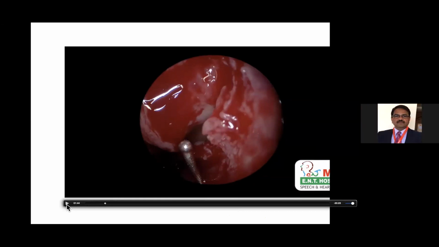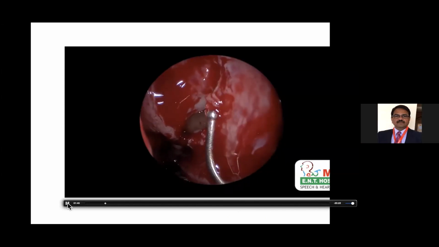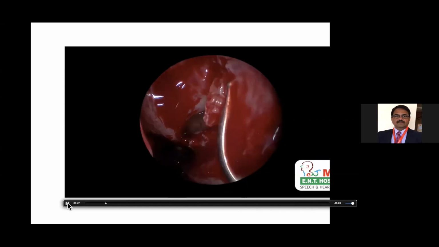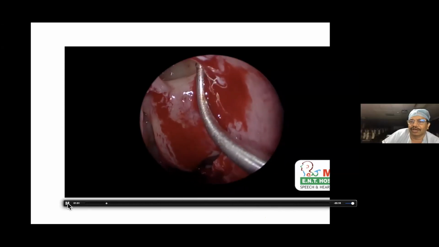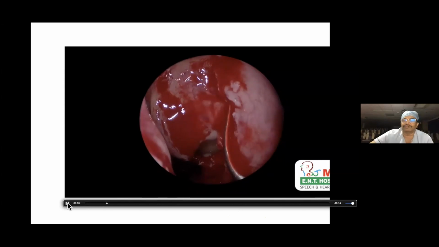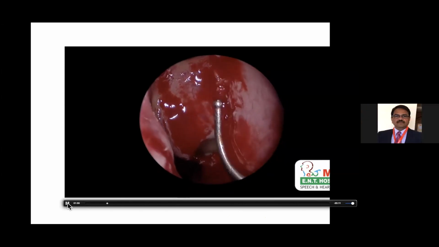Another important point, and this is one I've noticed a lot of junior colleagues leave behind for fear of injuring the nasolacrimal duct. The best way to do this is using the ball probe. Reflect it medially and dissect it. And I'm checking whether any bone pieces are left out.